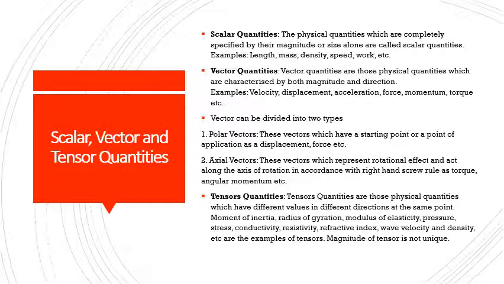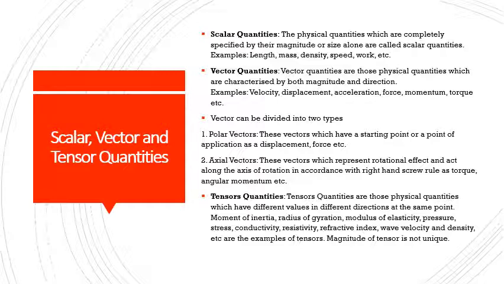What is vector quantity? It has both magnitude and direction, isn't it? Examples are velocity, displacement, acceleration, etc. And these vectors can be divided into 2 types. First type is polar vectors. See, this kind of vectors which have a starting point or a point of application, right? So these vectors have a starting point or point of application.